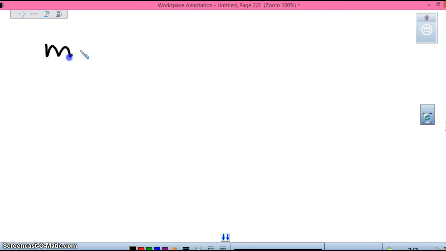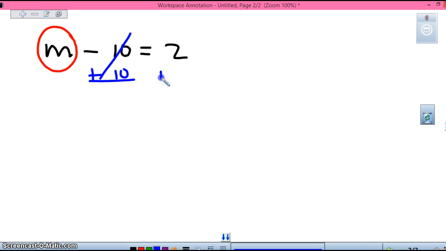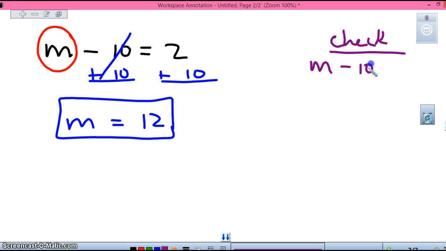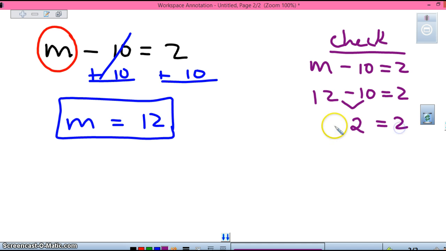If we have to solve m minus 10 equals 2, our goal is to have m by itself. The inverse operation of minus 10 is plus 10. What you do to one side, you do to the other. M equals 12. Can we check? M minus 10 equals 2. That means 12 minus 10 equals 2. 12 minus 10 is 2. This means our equation is correct.